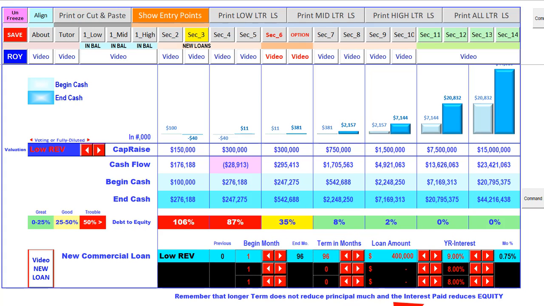You now have the ability to put a loan for low, medium, or high revenue, and you can play the game looking at your debt to equity and how much liquidity or ending cash you have going into the next period.